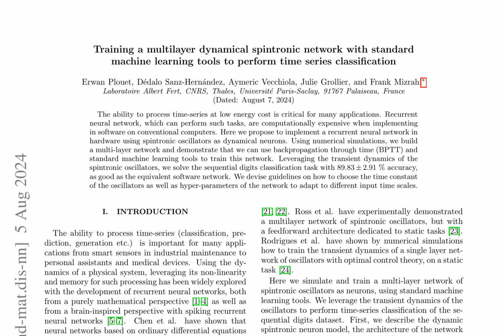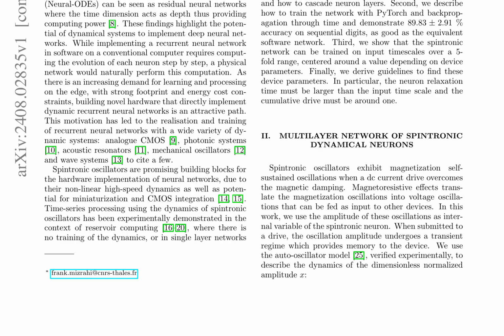Spintronic oscillators exhibit nonlinear high-speed dynamics, making them promising building blocks for neural networks. The authors simulate a multi-layer network of spintronic oscillators and demonstrate its ability to perform time series classification using standard machine learning tools. The network architecture consists of successive layers of dynamical neurons, connected by interlayer and intralayer connections.